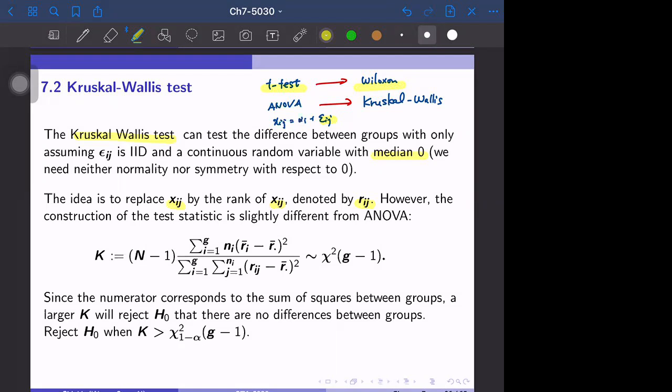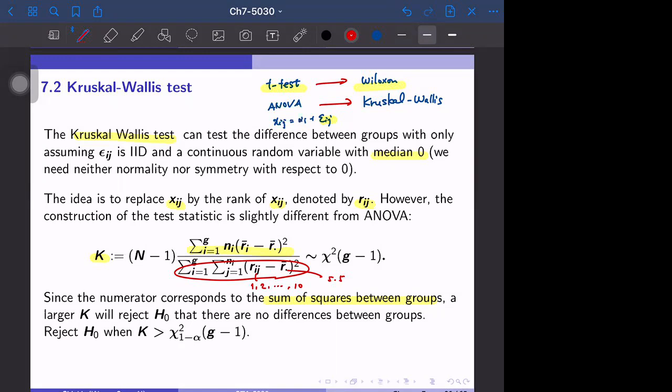It's a little bit different from ANOVA, but basically this is the sum of squared residuals between groups. So the numerator is the sum of squares between groups, and the denominator is rather constant here. You can see that this is the rank r_ij minus r bar dot, where r bar dot is the overall mean of the ranks. For example, if we have 10 observations in total, the ranks are 1 to 10, and the average is 5.5. So it's always fixed, just a function of n, the entire sample size. And this is also some constant.